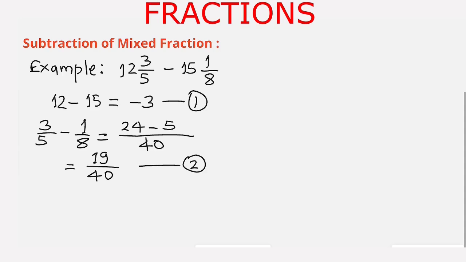What is step 3? We add the result of step 1 and step 2. So that result is minus 3 plus 19 upon 40.